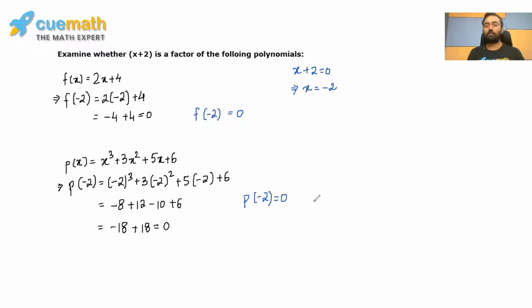Now again, using the statement of the factor theorem, x plus 2 is a factor of p of x if p of negative 2 is equal to 0. So to answer this part of the question, yes, x plus 2 is also a factor of p of x. So for both these polynomials, f of x and p of x, x plus 2 is a factor. Let's now work on the next question.